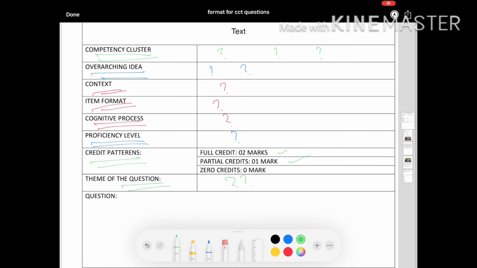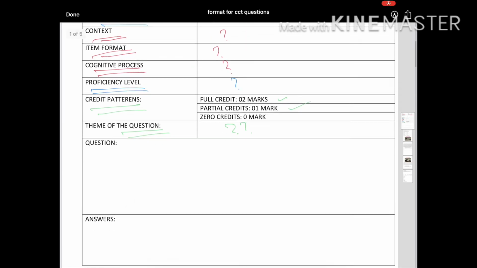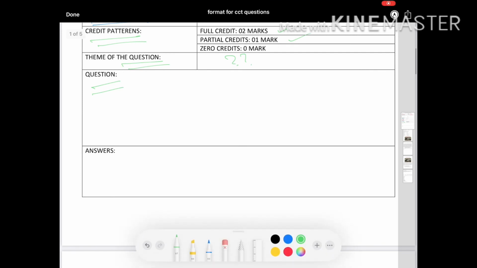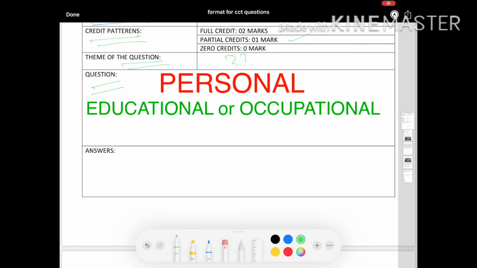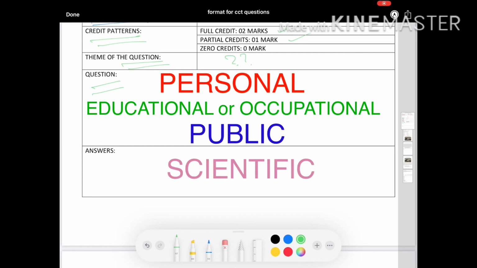Next is your question. Before writing a question, first you create one situation by your own and then write the question basing on the particular mathematical concepts. Generally, we can prepare questions on 4 types of situations: personal, educational or occupational, public, means related to community or society, and the last one is scientific.